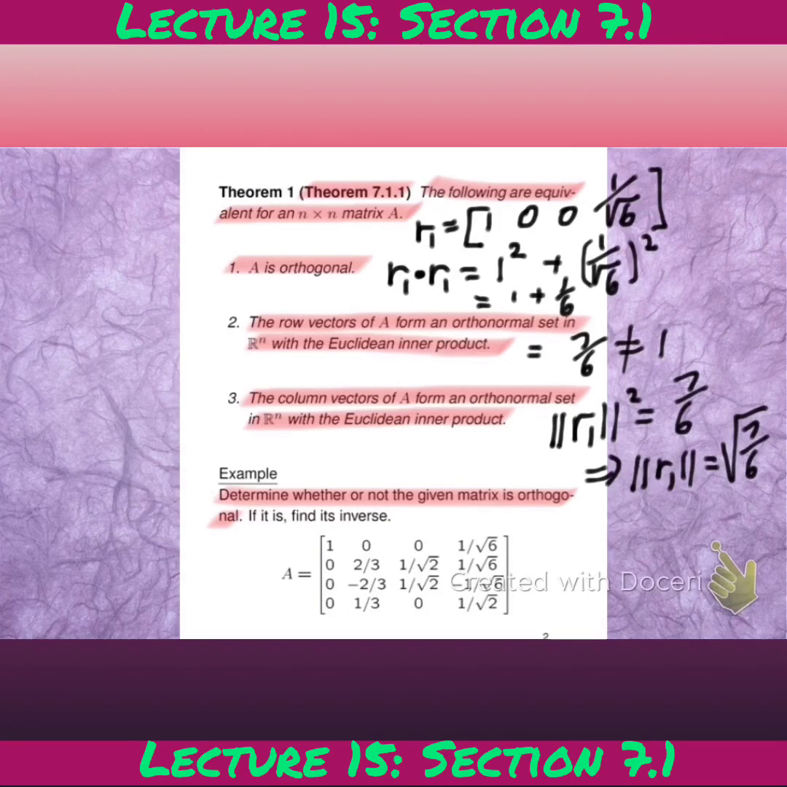So that implies that the norm, remember the norm is always a positive number, so the norm of R1 is going to be the square root of 7 over 6, which is not 1. Okay, so the row vectors don't form an orthonormal set, because there's at least one vector that's got a norm that's not 1. And remember, orthonormal means every vector in the set must have norm 1. Right, so that matrix is clearly not orthogonal.